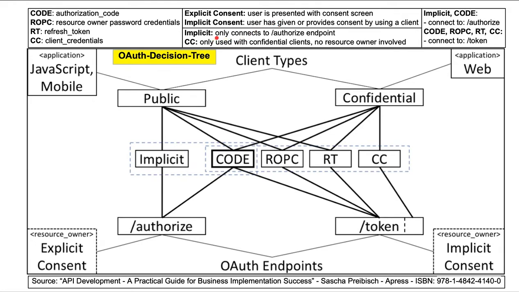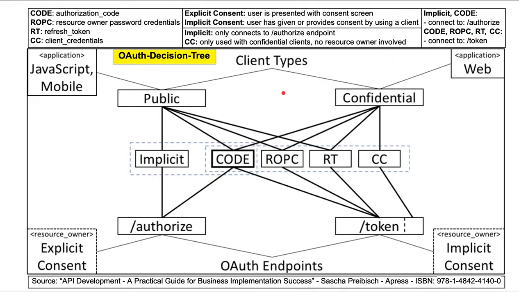The implicit flow only connects to the authorization endpoint, and the client credentials flow is only used with confidential clients. There's no resource owner involved. This is also shown in the diagram below, but I just had the urge to talk about this before we dive into the diagram itself. The implicit and code flow, those are the ones that connect to the authorization endpoint, and the code flow also talks to the token endpoint, just like the password flow, the refresh token flow, and the client credentials flow.